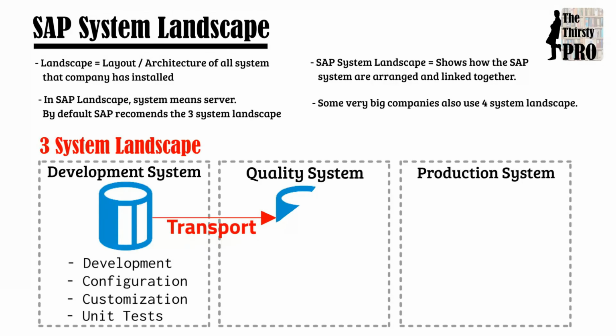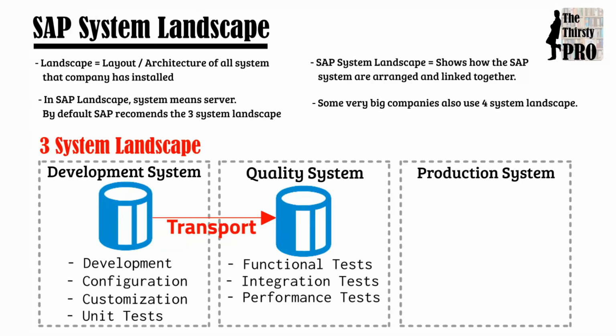This system is used to test the quality or functionality of the changes that are transported from development. For this purpose, consultants and key users use functional test, integration test, and performance tests. Quality system also have a subset of data available in it so that the tests can be done on the real data. Quality system is also used for training purposes, as this has sample data and full set of configurations, so this is a sort of replica for production system.